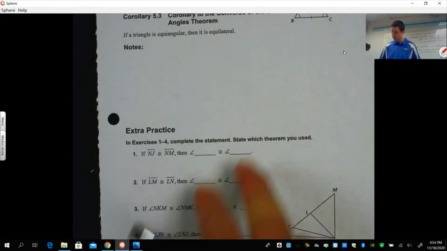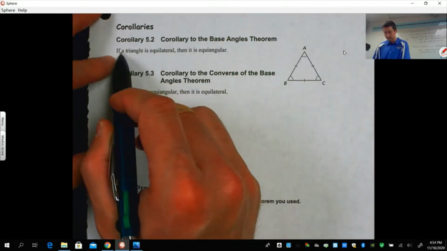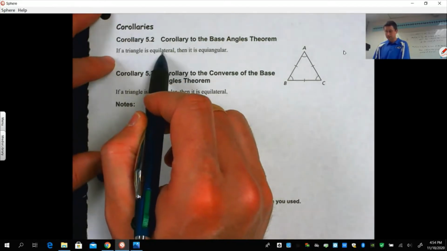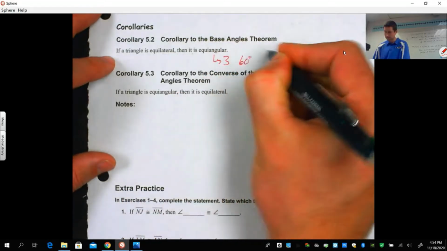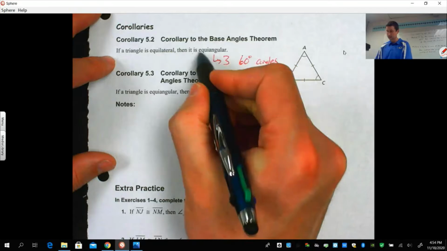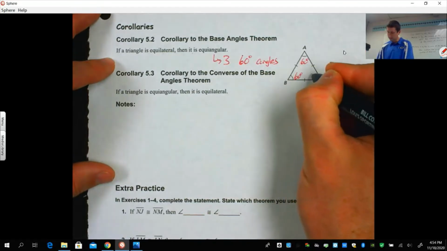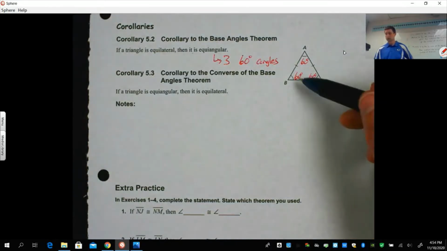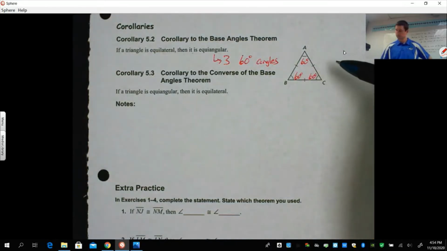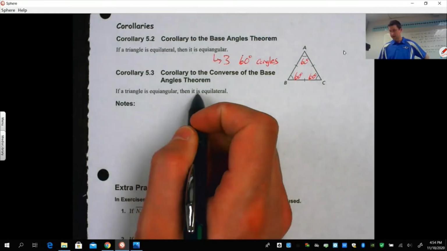I think it goes into your equilateral theorems, which we've already talked about a little bit with this. If a triangle is equilateral, then it is equiangular. Three 60-degree angles. Equal angles. That makes this 60 degrees, this 60 degrees, this 60 degrees. So it doesn't matter the size of the equilateral triangle, it's always going to be 60 degrees. Okay? If a triangle is equiangular, then it is equilateral.